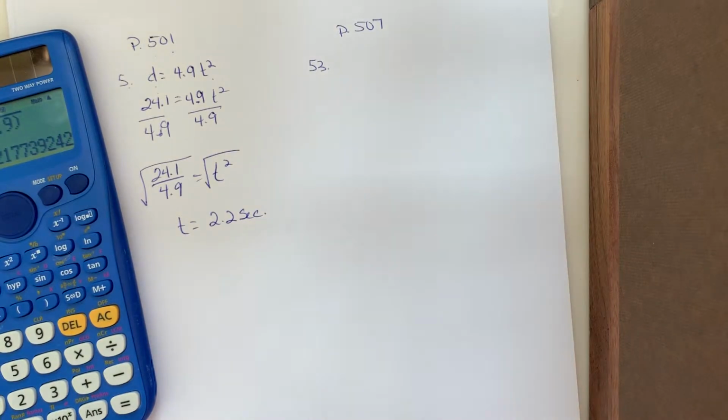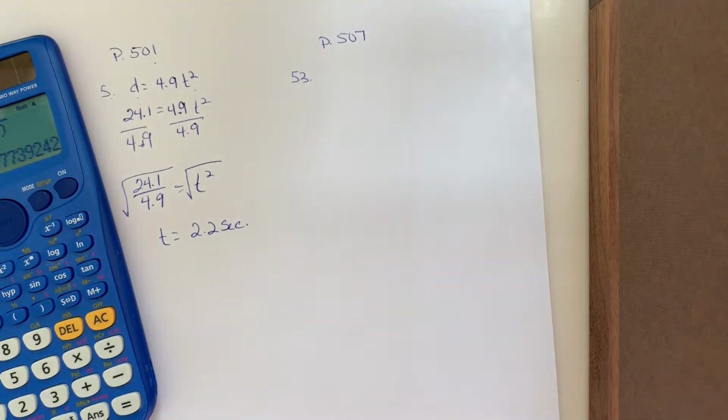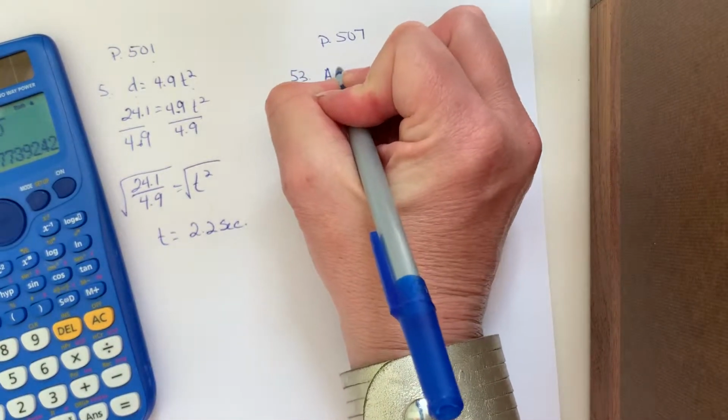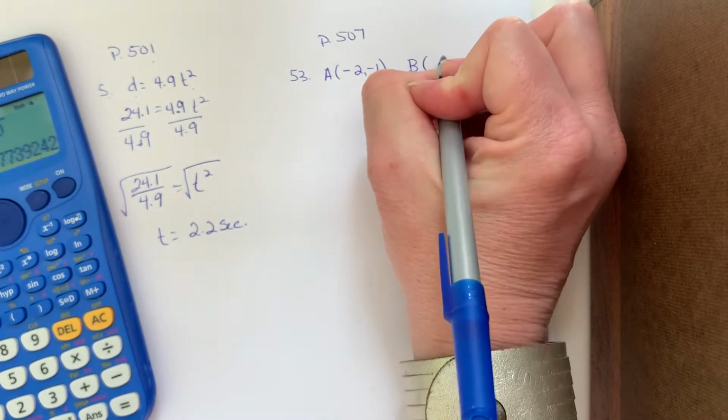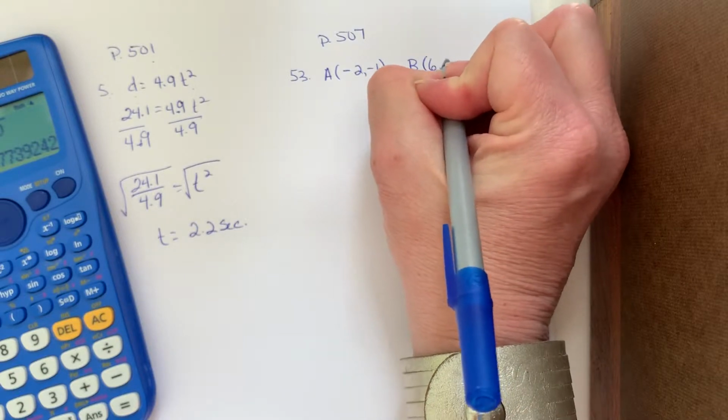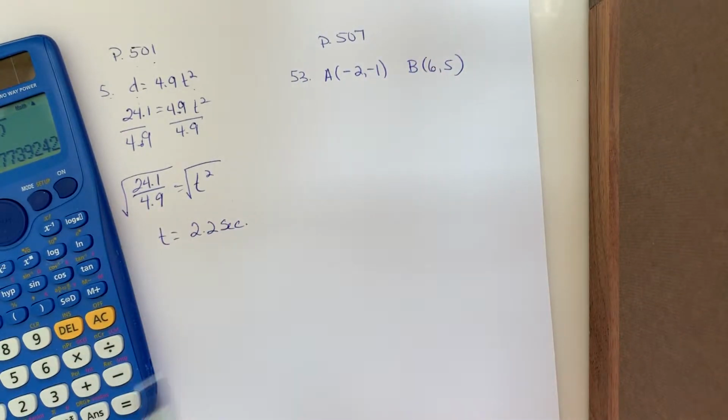All right, then I wanted to work for you on page 507, a good word problem for using midpoint. And this problem says the center of a circle is equally distanced from all points on the circle. Consider a circle with center C and a segment that has endpoints at A is -2, -1, and B is 6, 5. And it says those points are on the circle. The segment passes through point C. Find the coordinates of point C.